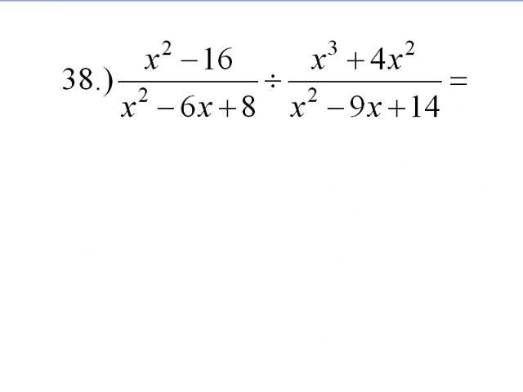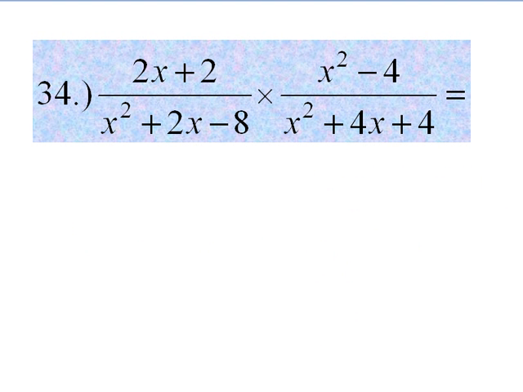Alright, last one. Here you go. Now this is a multiplication problem, so you won't have to flip it.